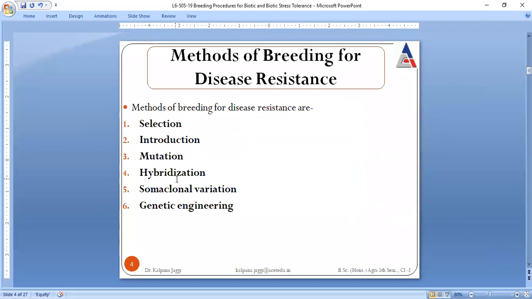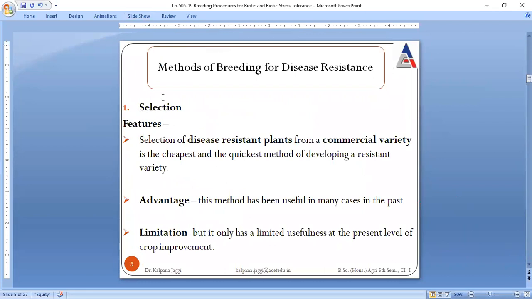Selection, introduction, mutation, hybridization, somaclonal variations, and genetic engineering. Very first is selection. Selection name itself is indicating that you are to select something, right? Selection means something is to be selected.